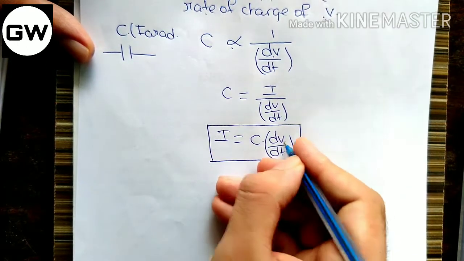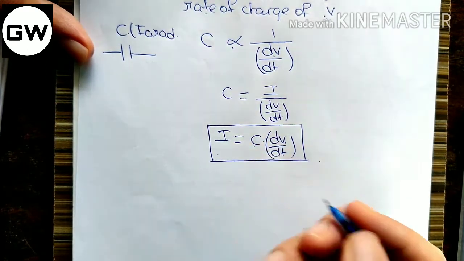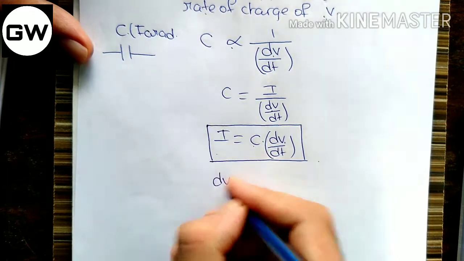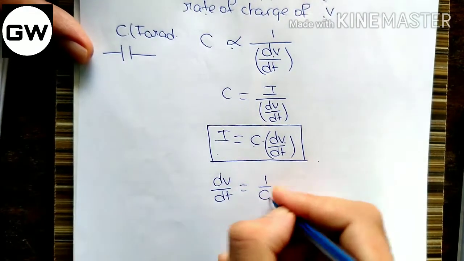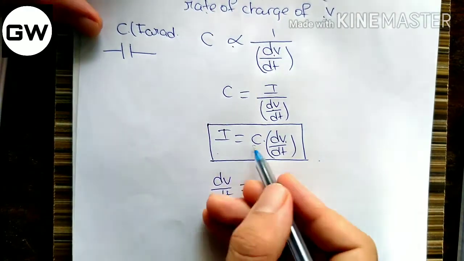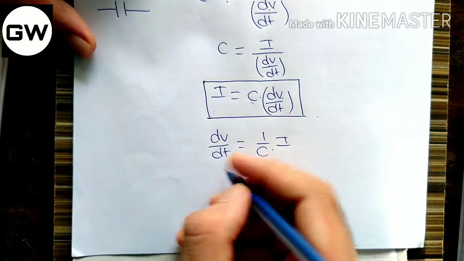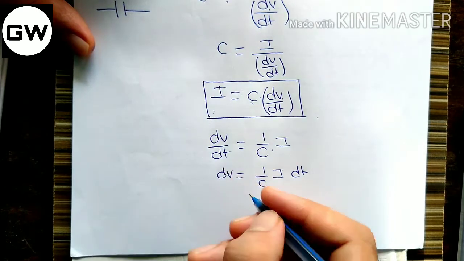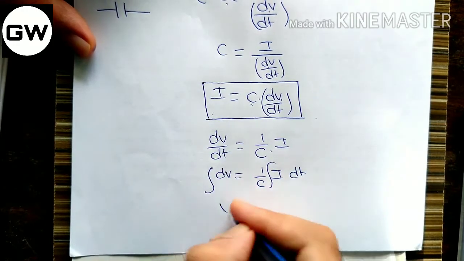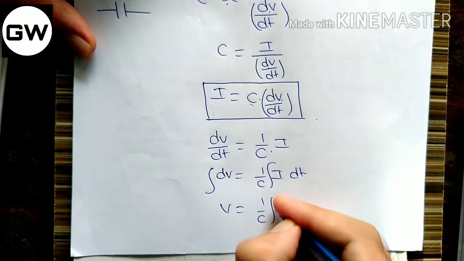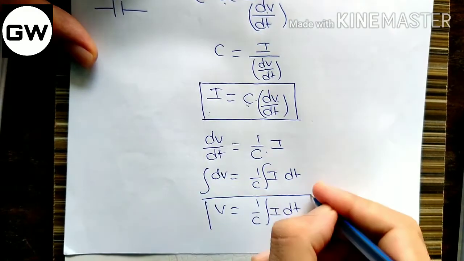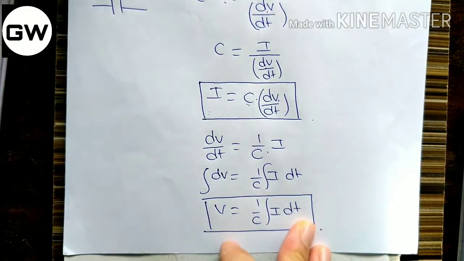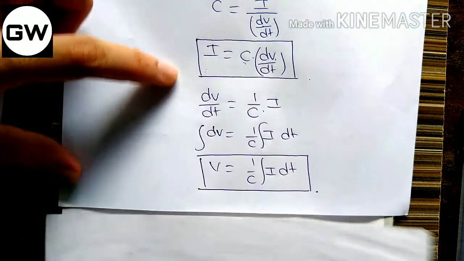Okay, now in order to get the voltage, we'll be doing some calculations. dV by dt is equal to 1 by C into I. 1 by C comes to the denominator, and dV is equal to 1 by C into I dt. On integrating on both sides, V will be equal to 1 by C integral I dt. This is the formula. Now current is completed, voltage is completed.